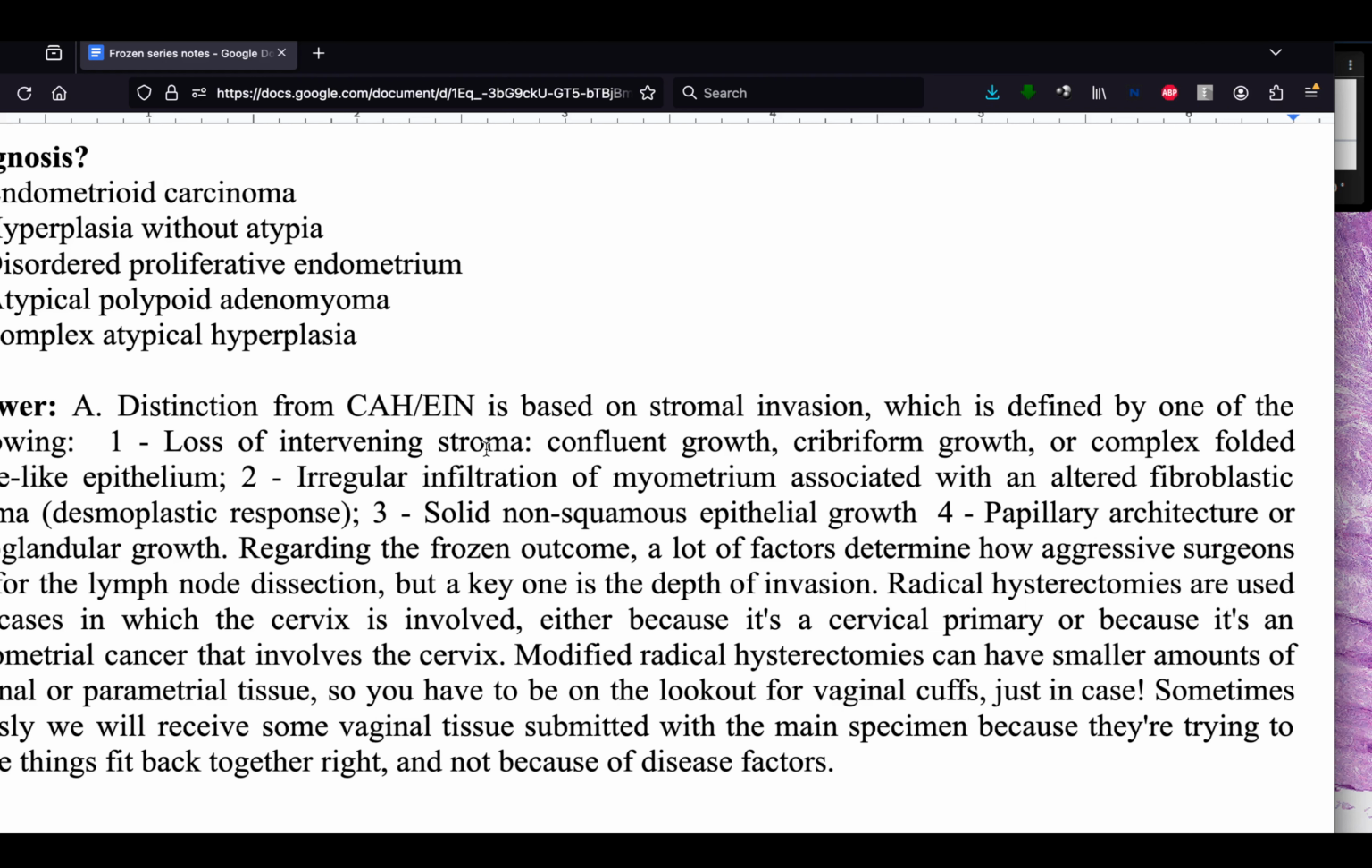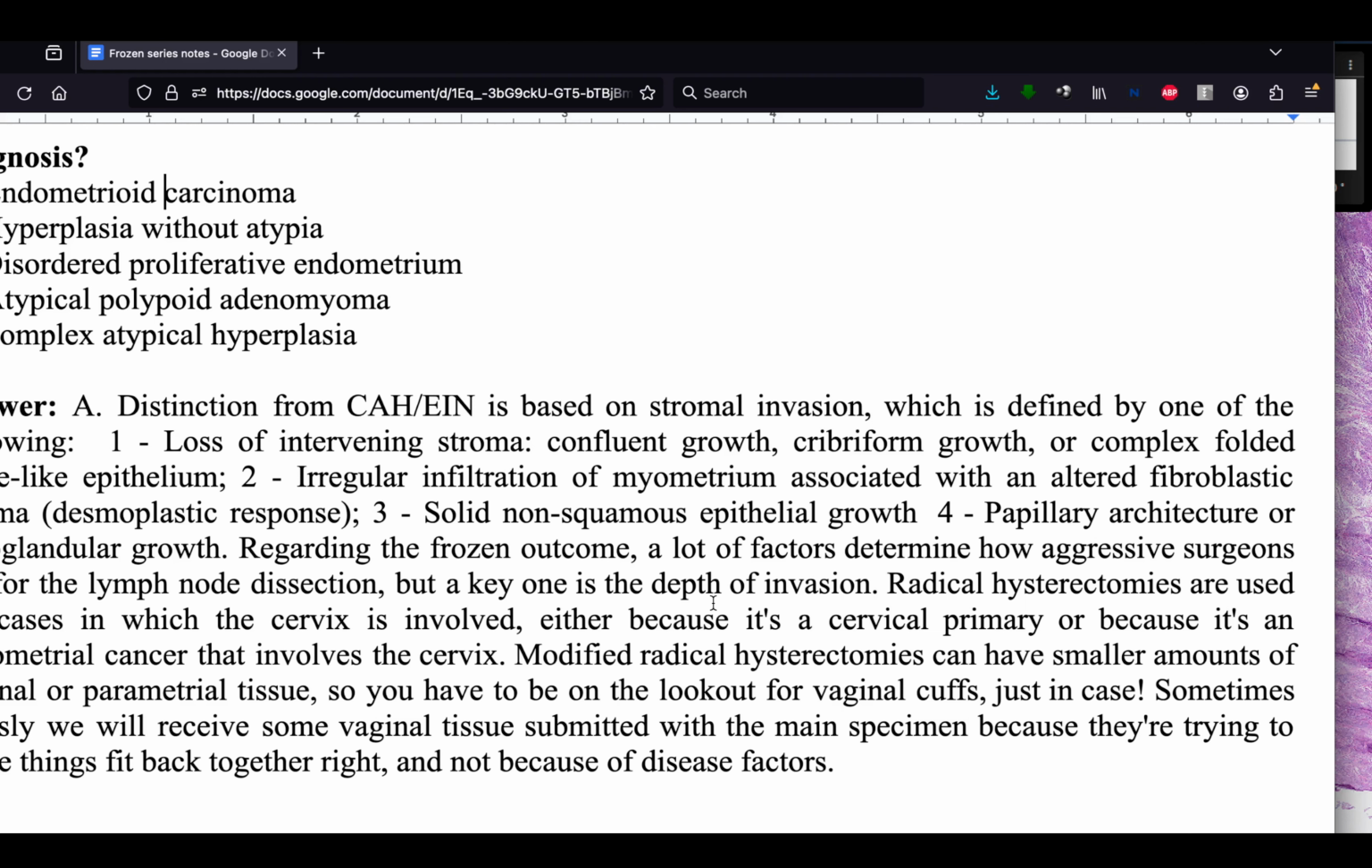Regarding frozen outcomes, what does it mean when the surgeons send for this frozen? A lot of factors can determine how aggressively surgeons are going to cut for lymph node dissection. But if the depth of invasion is greater than 50%, that will upstage the tumor. So they are more likely to do lymph node dissection in those cases.